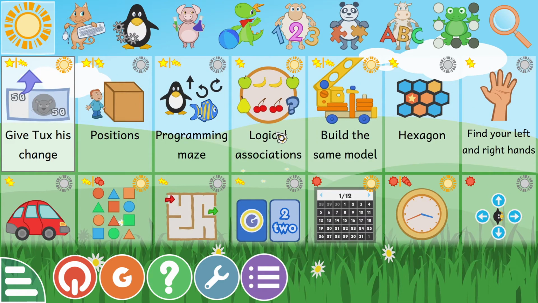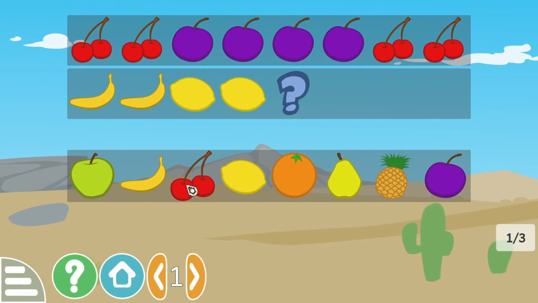So go into logical associations with this one. And the way this game works is that whatever we've got on line up the top, it matches the one on the bottom, and I've got to figure out what the associated item is. So in this case, we've got cherries. I'm thinking these are grapes. I'm not sure what they are, but I'm going to call them grapes.